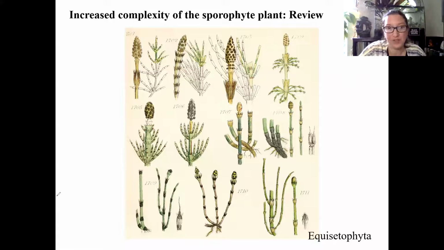Why are we looking at horsetails? Because we're still talking about increased complexity of the sporophyte plant. Some of the ways that horsetails are more complex is they have sporophyte plants that have branches now. Look, right? What are all these things coming off of this? This is branches. We didn't have branches before. In addition to branches, we have some species where there's branch dimorphism in that some branches are photosynthetic, like here.